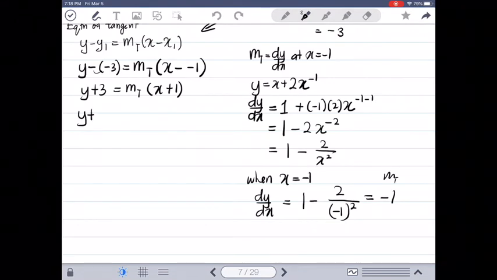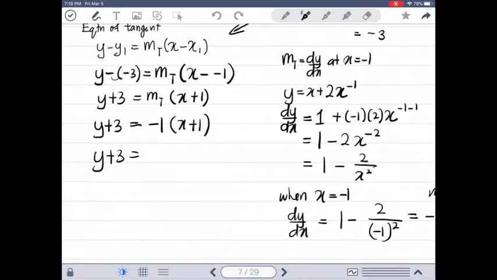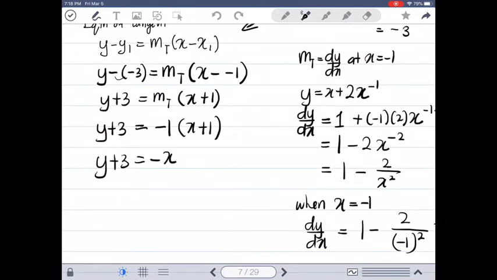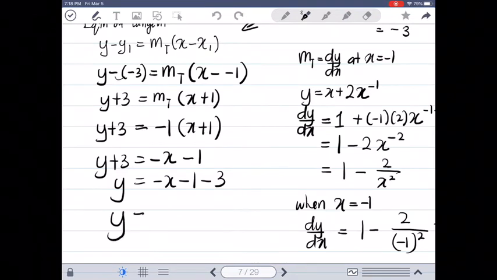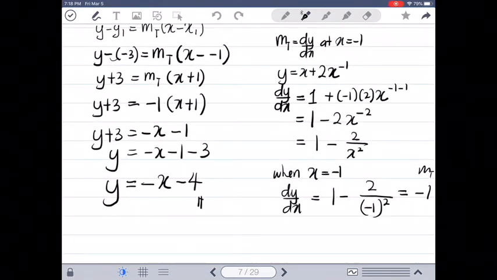So insert into the main formula: negative 1 times (x plus 1), expand, negative x minus 1. So y equals negative x minus 1 minus 3. So y equals negative x minus 4. So this is our equation of tangent.